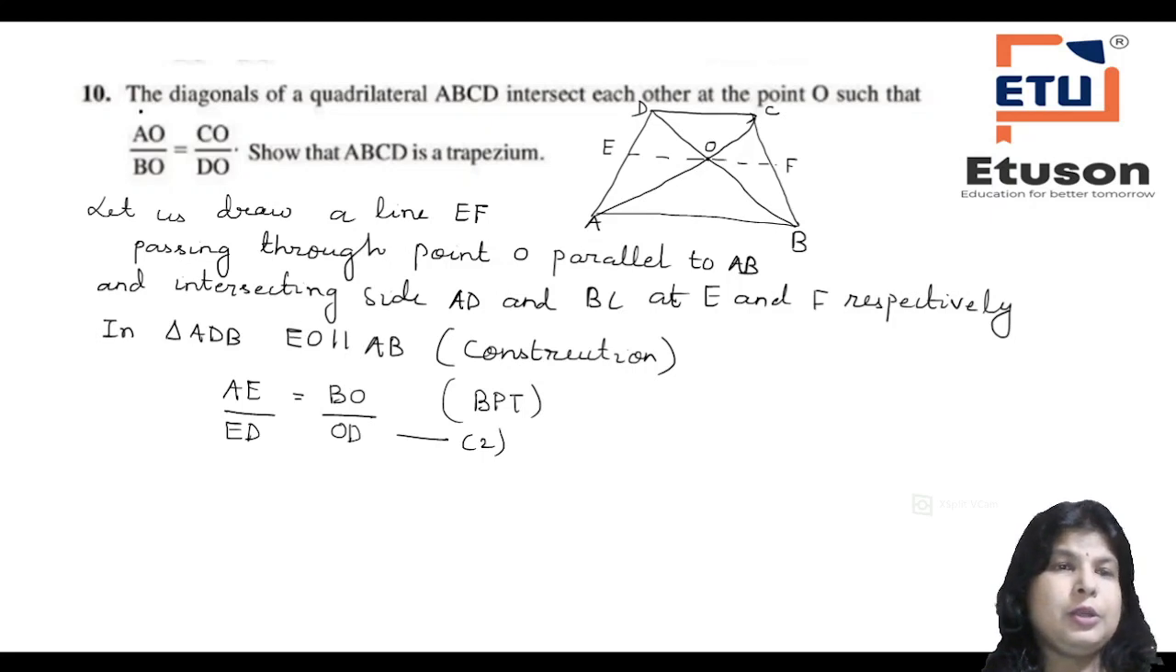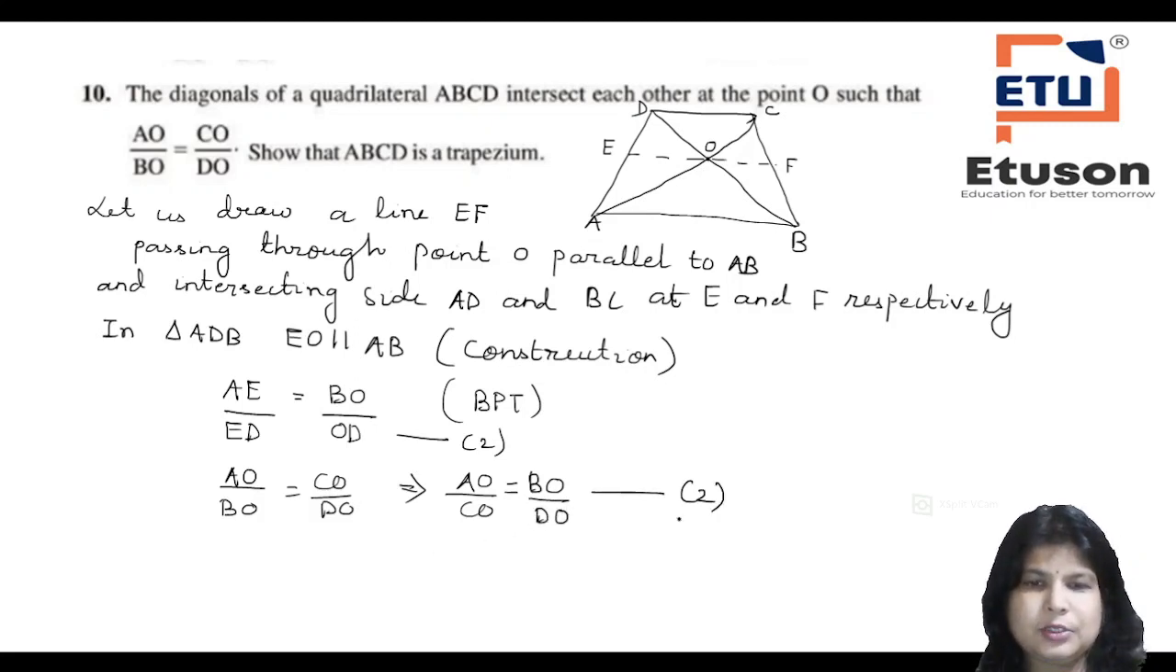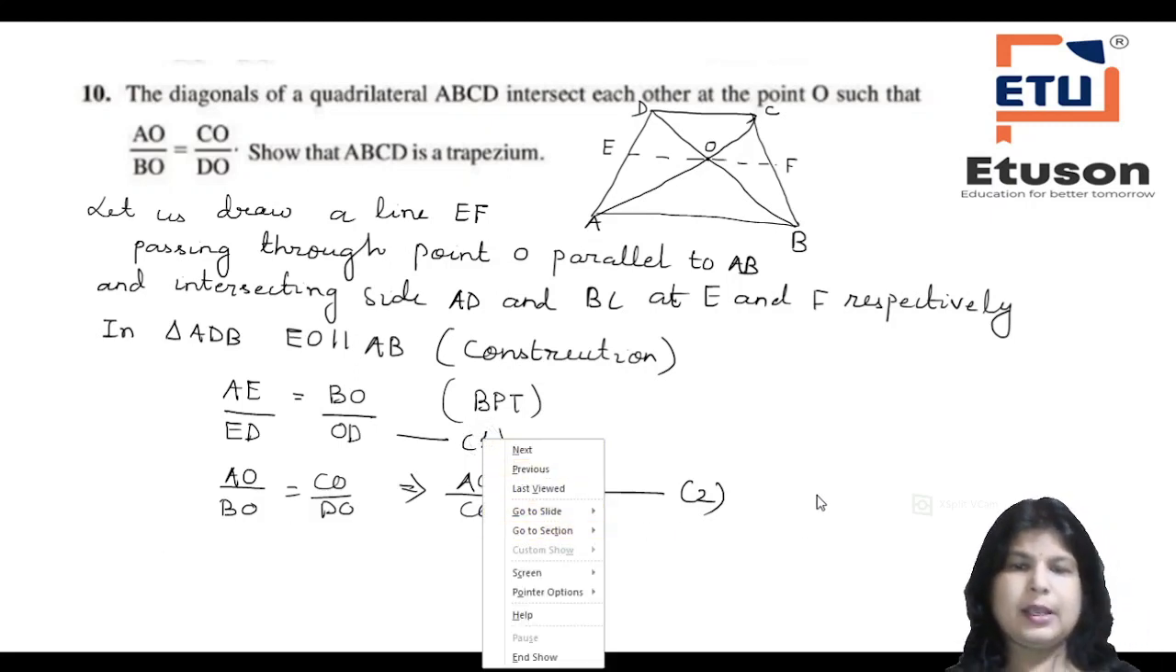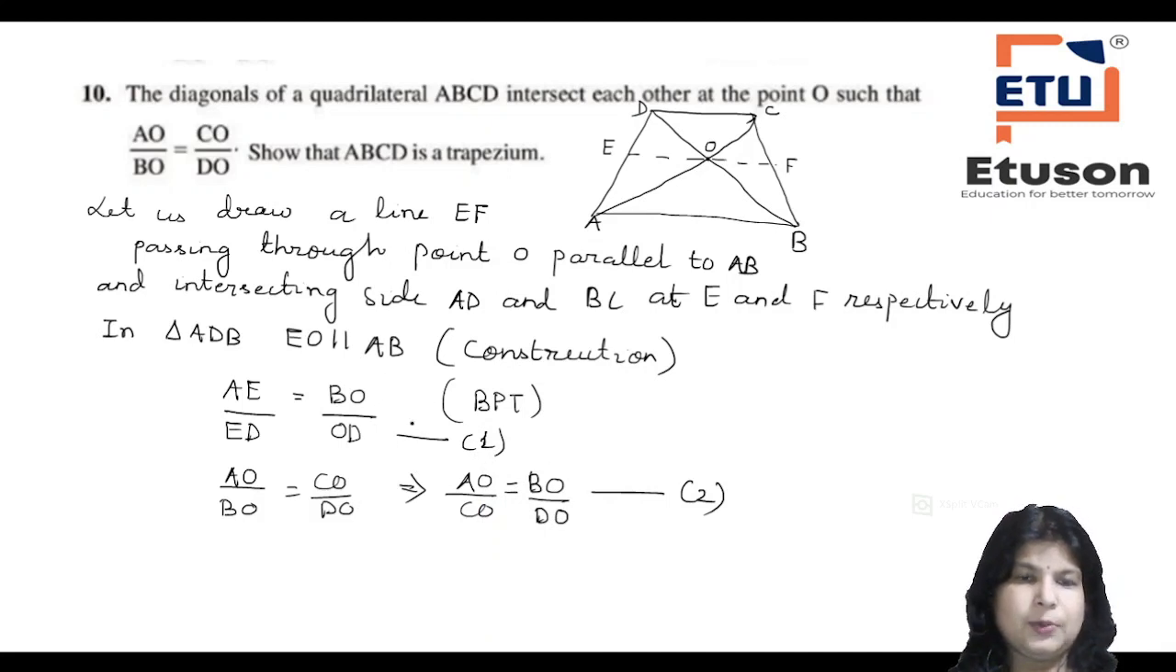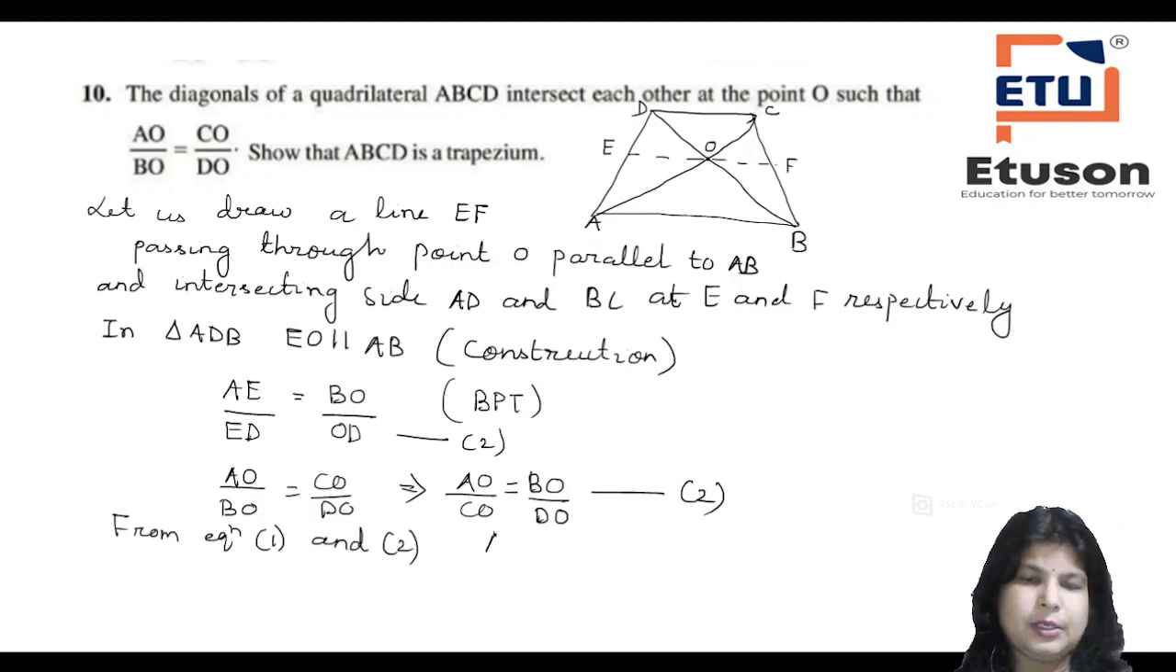Correct or not? Now according to the question, you have AO by BO is equal to CO by DO. Right? It implies you can write that AO by CO is equal to BO by DO. Correct? So let this be equation 2. Okay, so this is equation 1 and this is equation 2. So now from equation 1 and 2, what you get? You get AE by ED is equal to AO by CO.